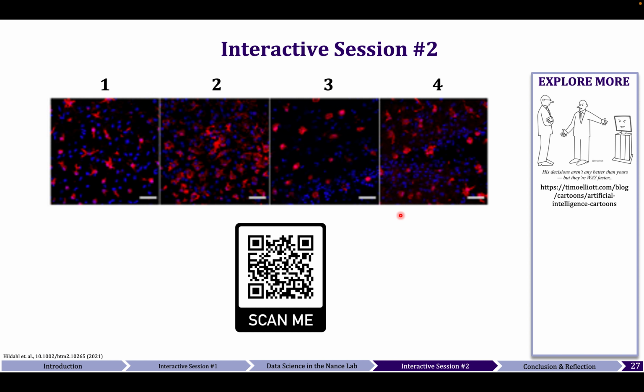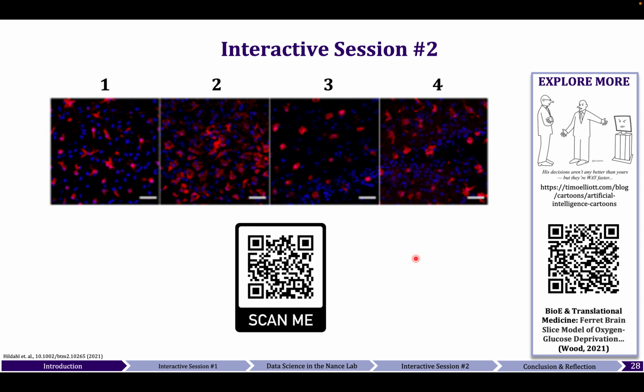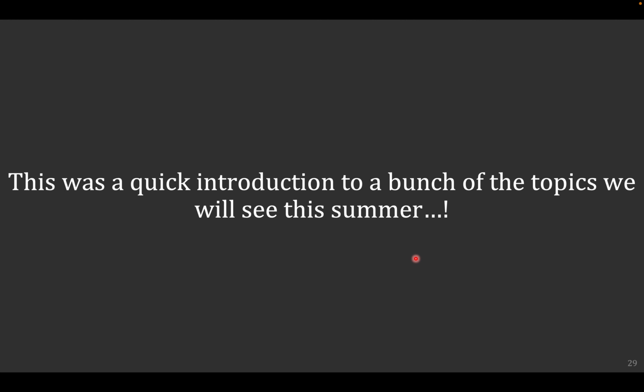So I want you to just start looking at cells. Don't worry about if an answer is right or wrong. Just look at these cells and answer those questions, and pause the video until you're done with interactive session 2. There's the paper if you want to know the answers.